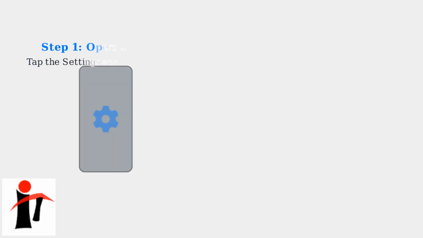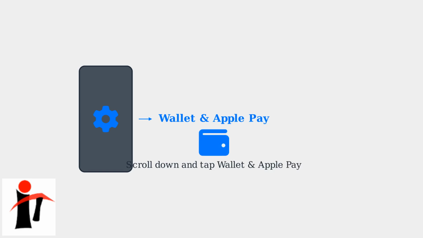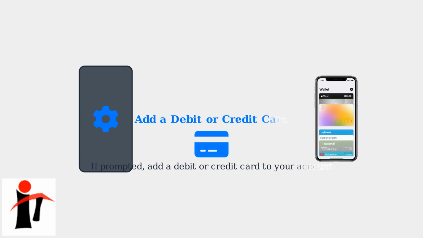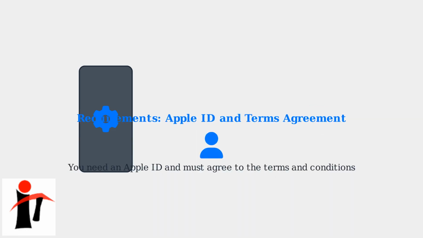To set up Apple Cash, start by opening the Settings app on your iPhone. In Settings, scroll down and select Wallet and Apple Pay. In the Wallet and Apple Pay settings, toggle Apple Cash to activate it. You'll be prompted to add a debit or credit card if you haven't already done so. Your Apple Cash funds are held in a secure, FDIC-insured account managed by Green Dot Bank in the U.S. Setting up Apple Cash requires an Apple ID and agreement to the terms and conditions.